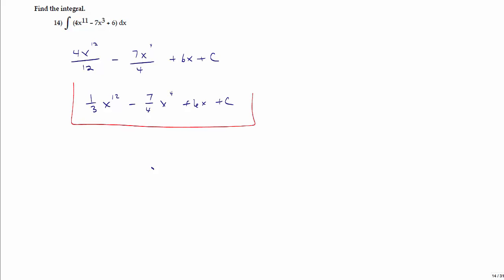And that's my answer. Another way you could write your terms here, you could, if you wrote it as x to the 12th over 3, that's fine. Minus 7x to the 4th over 4 plus 6x plus c, that's fine too.